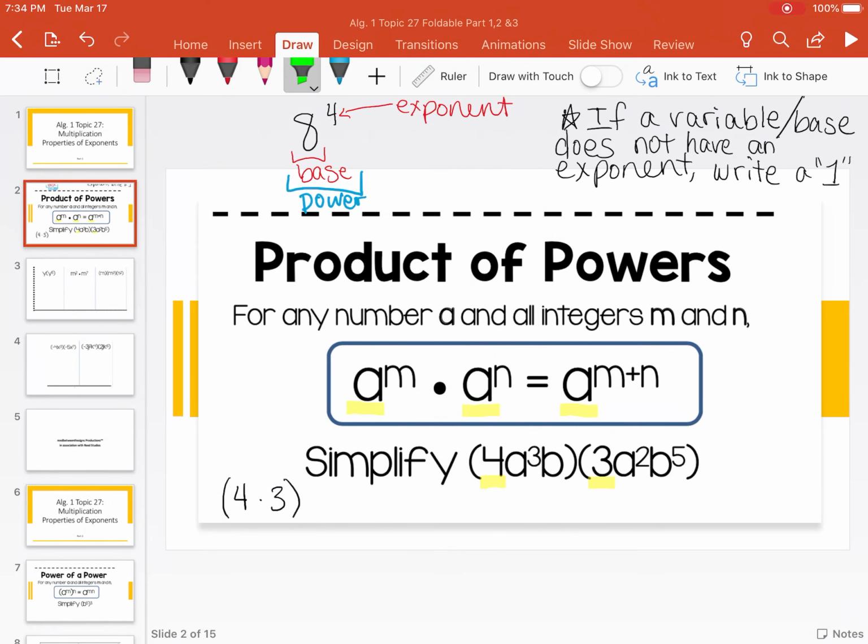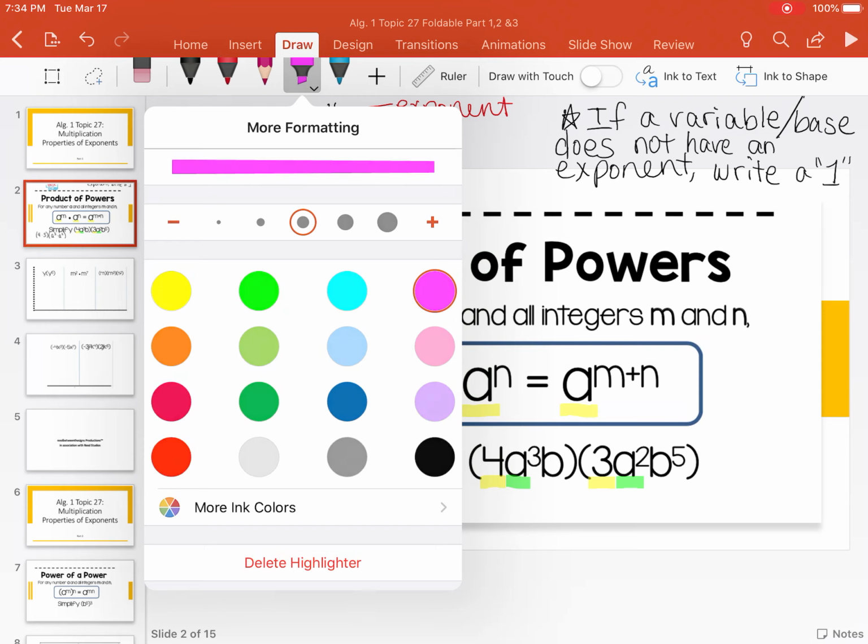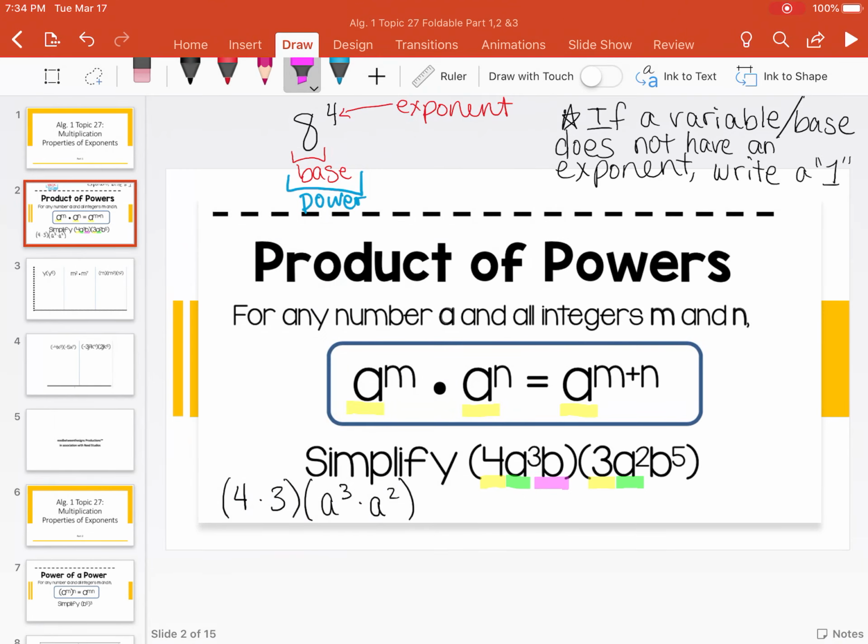Now my next one will deal with my a, so this is my other base. We have a to the 3rd times a squared. And then my last one is b and b to the 5th. Now notice here, b does not have an exponent, so I'm going to write a 1 in here. And if we group that, we have b to the 1st times b to the 5th. Ooh, we got all pretty colors here. Look at that. Okay, now we can simplify.